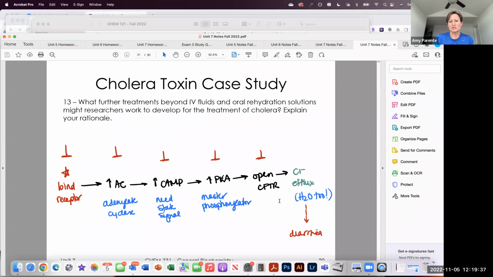We activate adenylate cyclase. We increase concentrations of cyclic AMP that activates PKA, which is a master phosphorylator. And one of the downstream effects is we open up this CFTR membrane transport channel, and that allows chloride to be put out into the GI tract. Water is going to go out with it as a way to try to balance those ion charges. And when you have excess levels of water that you put out into your GI tract, that causes diarrhea. So this is the pathway that I want you to know and think about for what happens with cholera.